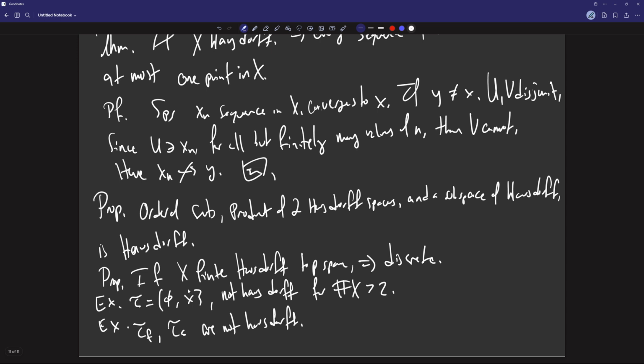Actually, I shouldn't say it's the same exact idea, but it's because these are finite Hausdorff spaces, but not discrete. And this one is just because it's less than 2.